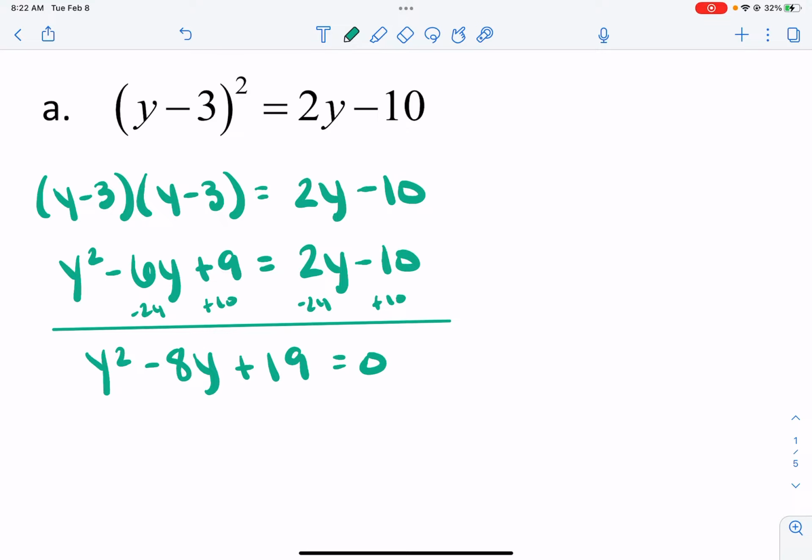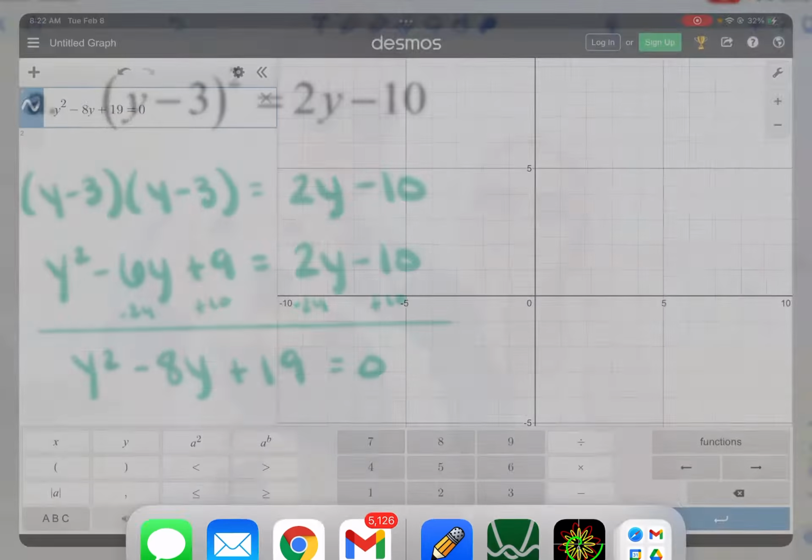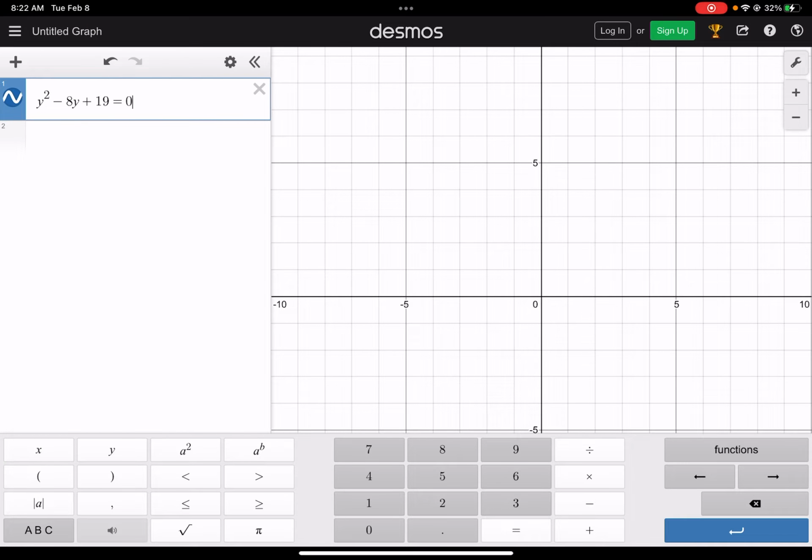And technically I should factor this out, but if you take a look, when I'm thinking about how to factor this, I don't really see a way. And when I look in Desmos, I don't see any solutions. So this one is actually no real solutions.